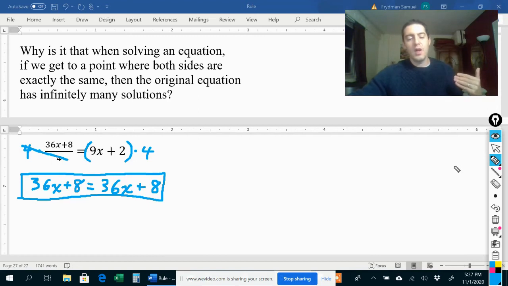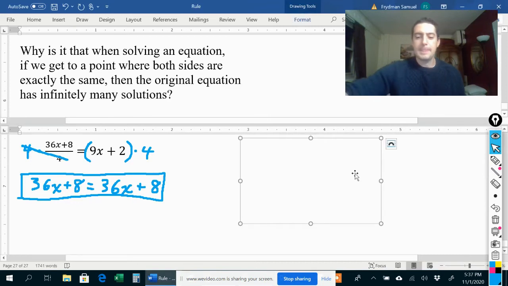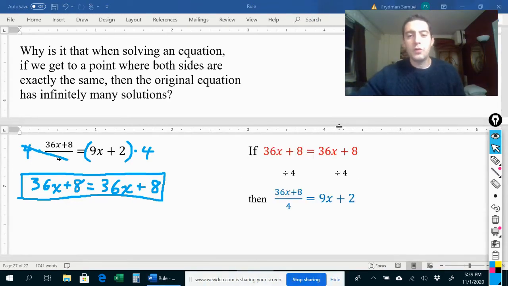Now, to answer that question, just like I did a couple of videos ago, I'm going to think of the process of solving an equation as coming up with if-then statements. Except this time, instead of starting out with this equation as my antecedent and this equation as my consequent, if you remember the vocabulary from a couple of videos ago, I'm going to start with this equation as my antecedent. And I'm going to perform operations on both sides starting with this equation over here. So if I start with 36x + 8 equals 36x + 8, and then divide both sides by 4, which is the reverse of what I did over here, I multiplied by 4, then what would I get?